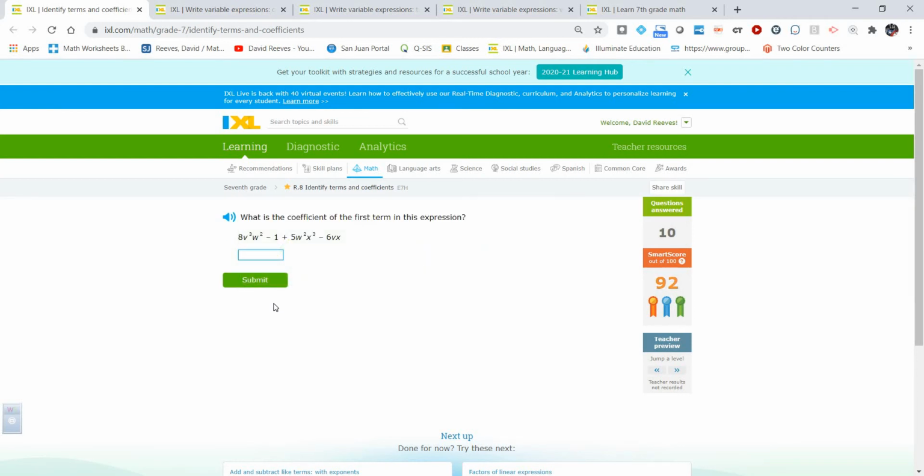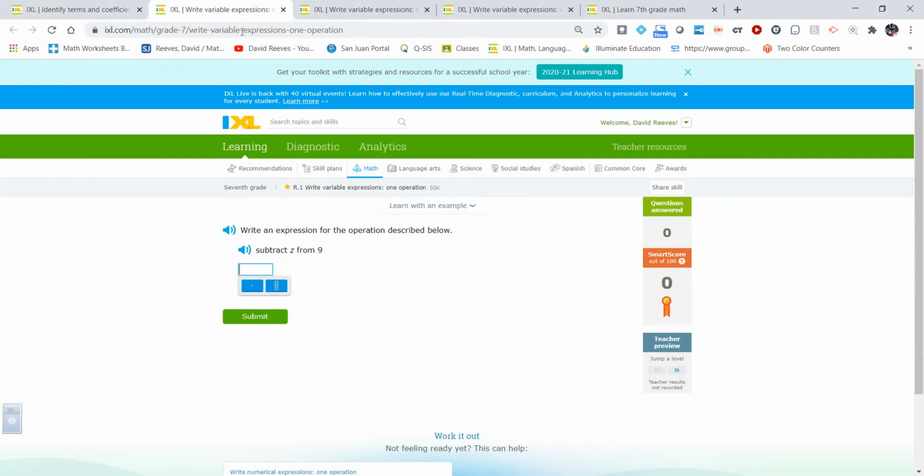All right, what is the coefficient of the first term? That would be 8. And what is the coefficient of the third term? That would be 9. All righty, I'm going to go ahead and stop there. That is R8, identify terms and coefficients. Now let's go back to R1.